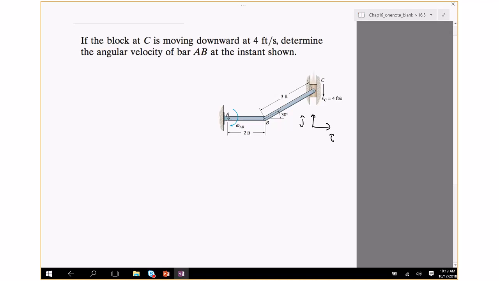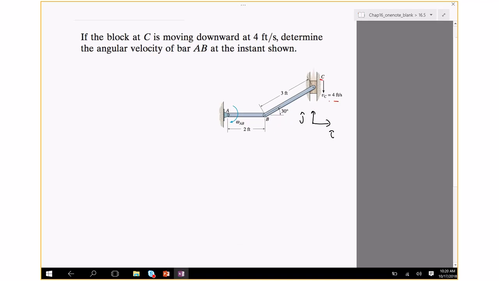So if the block C is moving downwards with a speed of 4 feet per second, determine the angular velocity of AB at the instant shown. So only omega AB is the unknown. This is a case when there is not one link like the previous problem, but there are two links. There's AB and there's BC. And we can use the formula on either of those links.